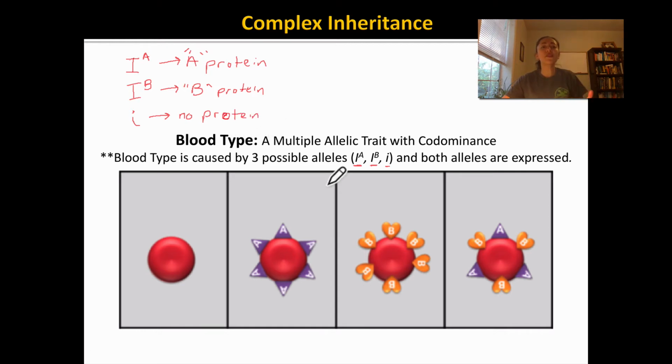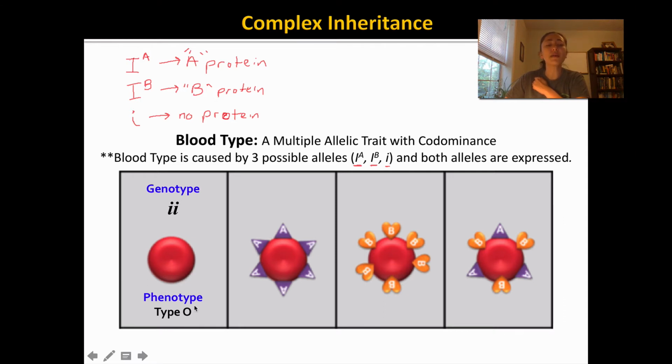We know that every person has 2 copies of a gene that controls a trait. So what are all the possible combinations of these 3 different alleles that could exist in individuals? Well, one possible combination is little i, little i. This individual wouldn't make any proteins. So if you look at their red blood cells, there are no proteins coating their red blood cells. So this individual has type O blood.